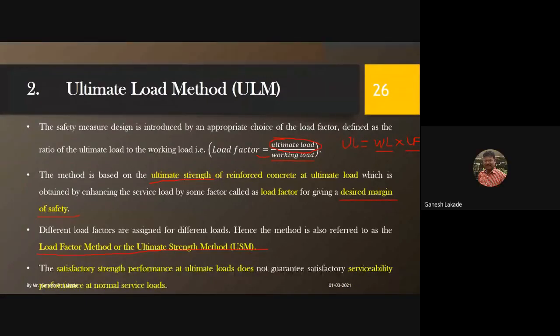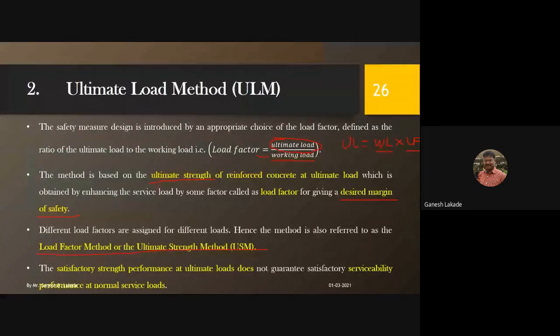Okay, so by using this ultimate load method, we will find that there is a satisfactory strength performance at ultimate load, but it will not provide us a guarantee regarding the serviceability performance at normal service load. Now, what is the meaning of serviceability performance?